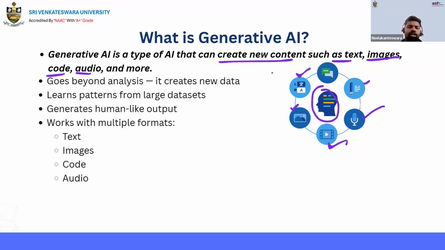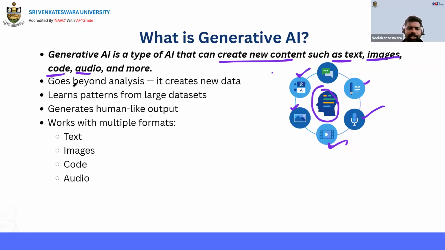Finally, that's what we discussed. This goes beyond analysis. AI, machine learning, and deep learning concepts are used just for analysis, making predictions, or taking decisions. But generative AI creates new data in different forms, like we already discussed: text, images, code, audio, videos, all those things.